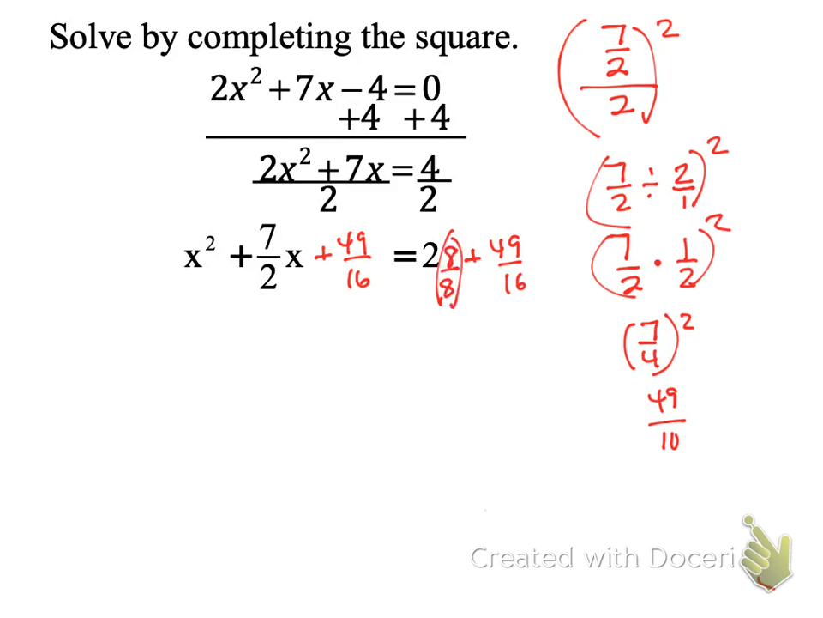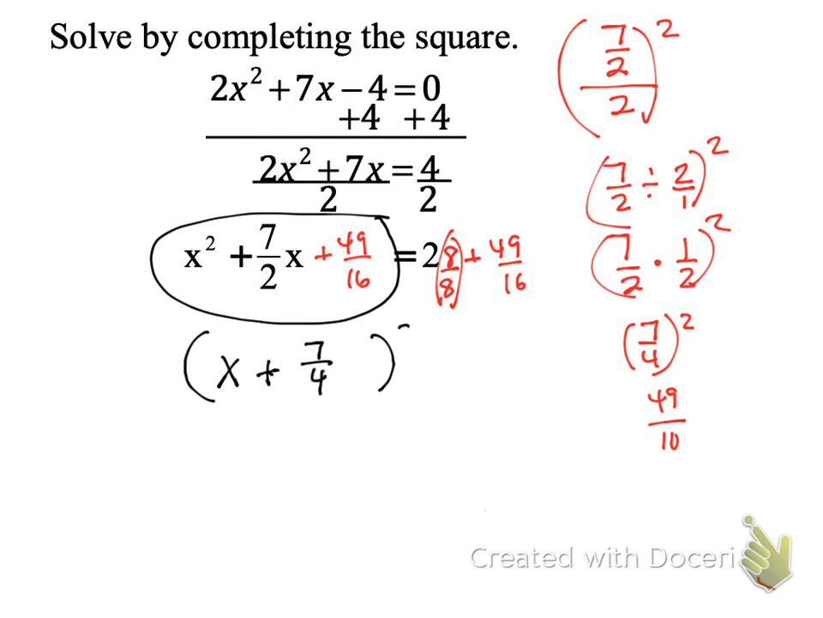Good. And over here, we get to factor. What does this side factor to? How about Nicole? What does the left side factor to? You get x plus 7 over 4, squared. Equals, that becomes 6. No, that's not going to work. I multiplied by the wrong thing. I have to multiply by 16 over 16. So that's 32 over 16 plus 49 over 16.